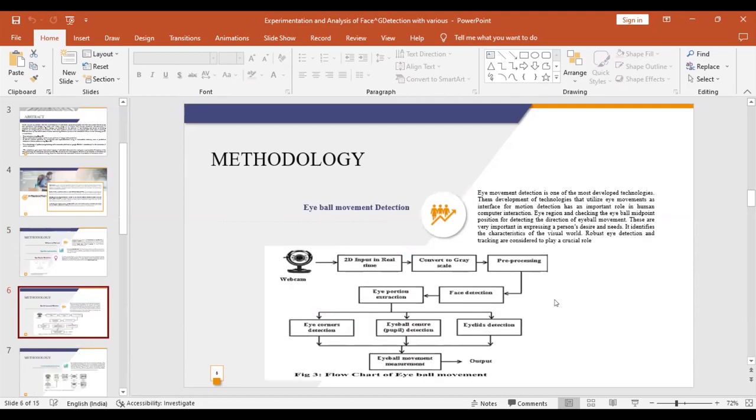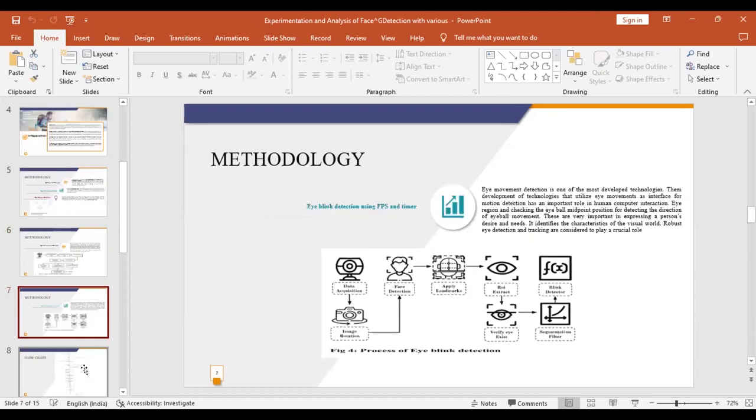And then the methodology for eyeball movement: whatever we use in 2D dimensions, we convert in terms of gray color, and then do pre-processing, and then face detection. Then eye portion extraction, eye corners, eye camera, and eye detection, where the eyeball movement changes happen. That is what we did.